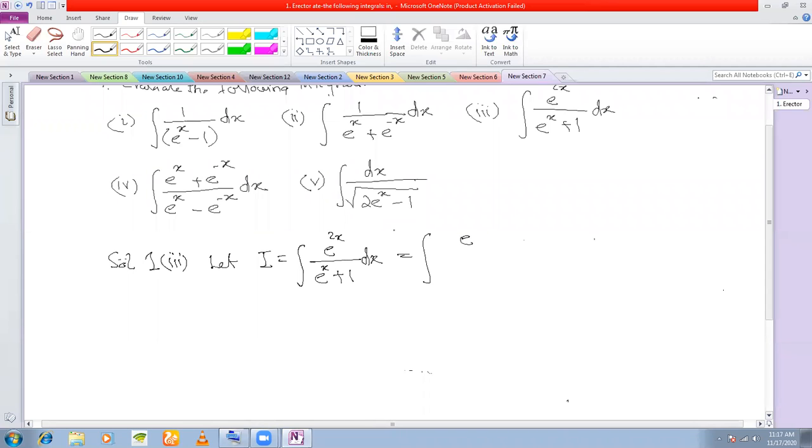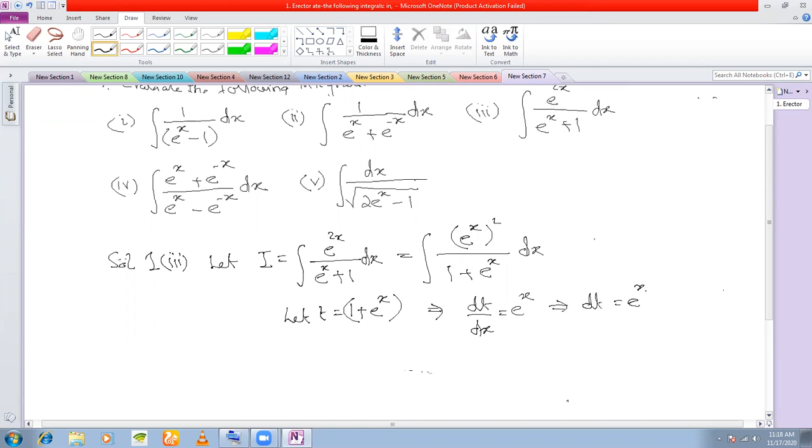See, in this way it is very easy because I have e to the power of x in the numerator as well as the denominator, right? Now, what I also know is that e to the power of x, when I differentiate, I get e to the power of x only. So what I do here is I put let t is equal to, this time let us put 1 plus e to the power of x. You can put e to the power of x also, no problem. You will get the same thing. That means dt/dx you get as e to the power of x. That means dt you get e to the power of x dx.